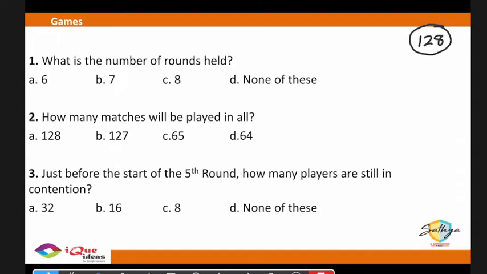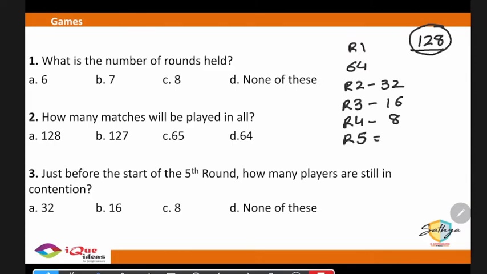See, if there are a total of 128 players, that means there must be 64 matches in round 1, because 128 players split into groups of 2, each match has 2 players, so there will be 64 matches. In the second round you will have half of that, which is 32. In the third round, 16. In the fourth round, 8. In the fifth round, 4. In the sixth round, 2. So in the seventh round you will be left with one single match, and the outcome of that match will decide the winner. So there should be a total of 7 rounds.